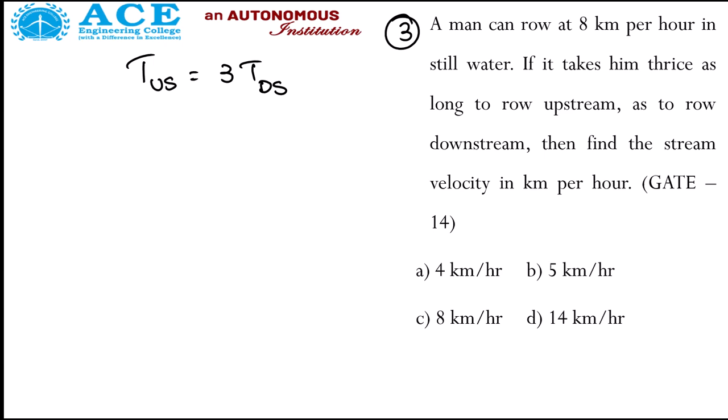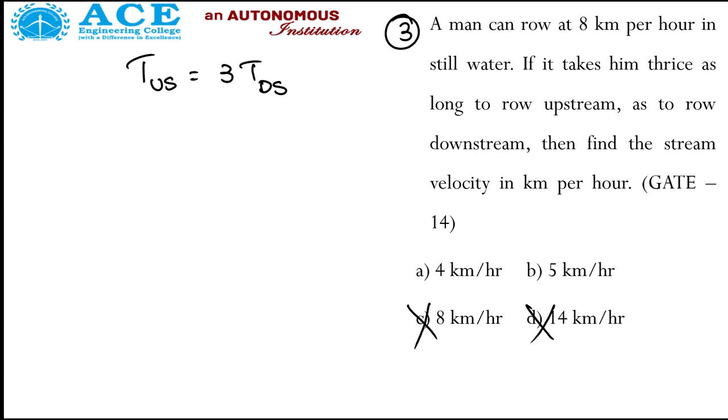And logically, suppose this is the question given in the exam as I mentioned. Directly I can eliminate D and C. Why? The man can row 8 kilometers per hour in still water. It's not about the man's swimming speed. The man is in a boat, so the boat speed is considered as the man's speed.